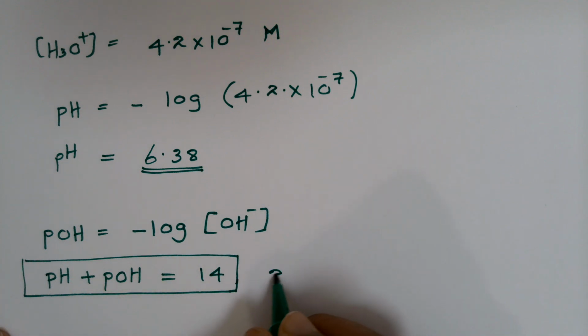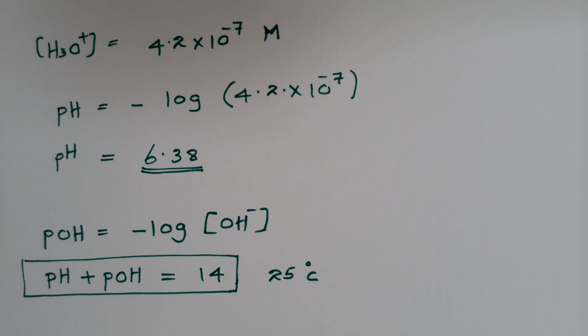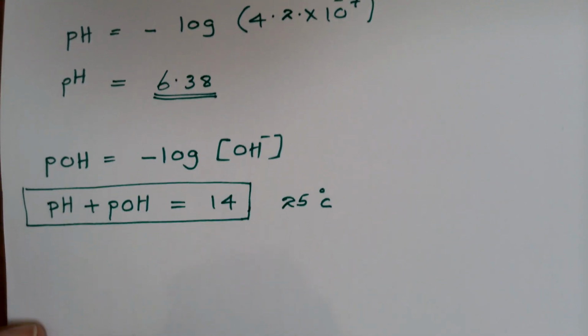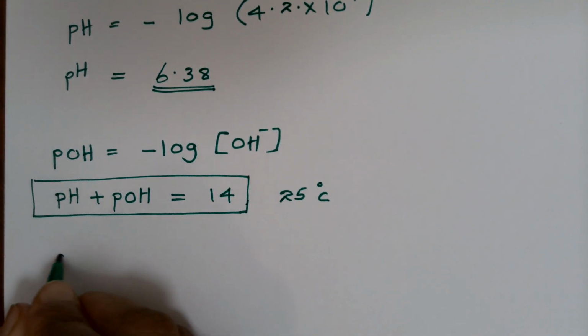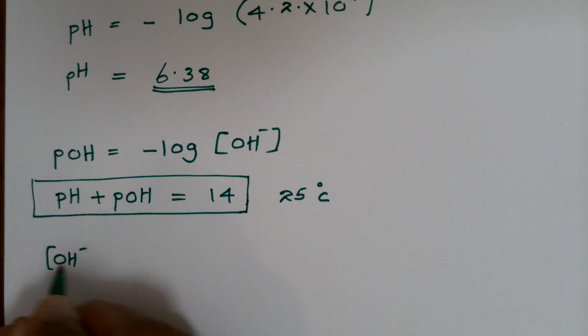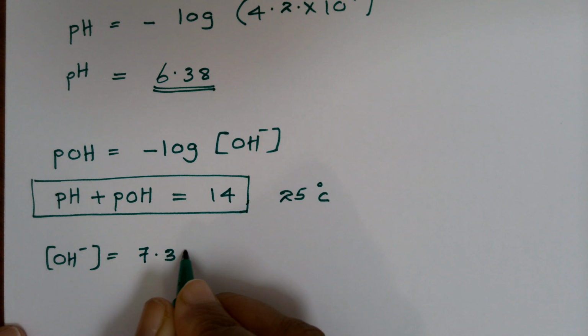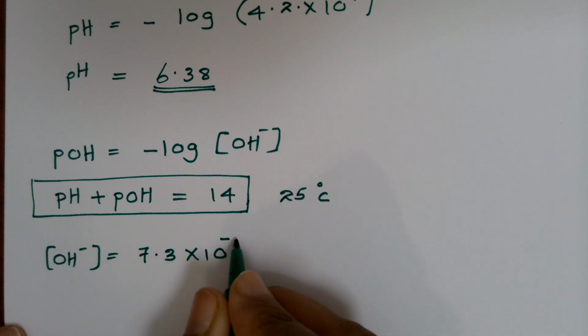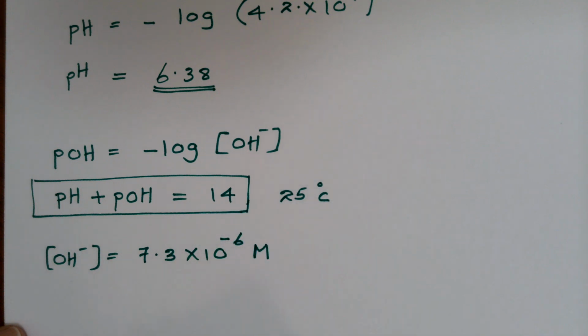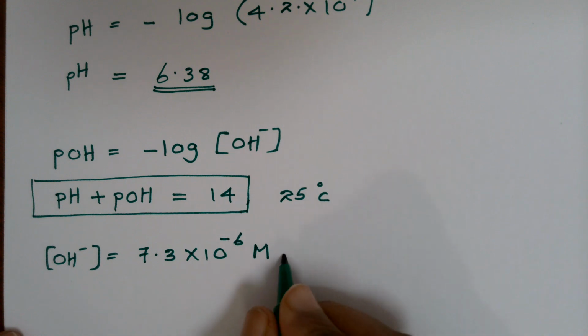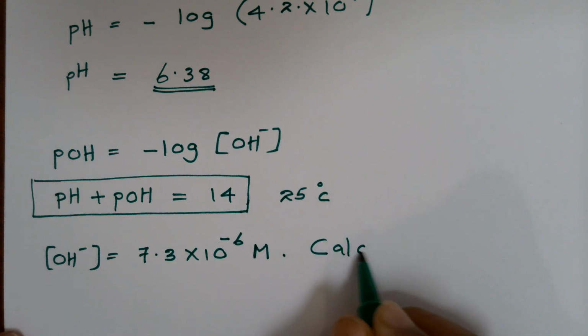Actually, this is valid only at 25 degrees Celsius. So if you have the OH- concentration, let's take an example. The OH- concentration is given as 7.3 times 10 to the negative 6 molar. Now calculate pH.